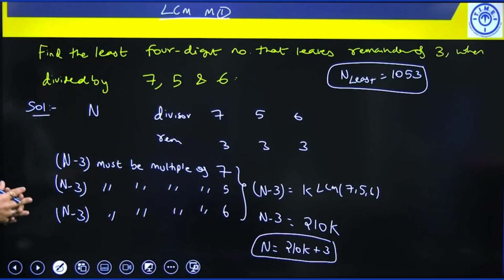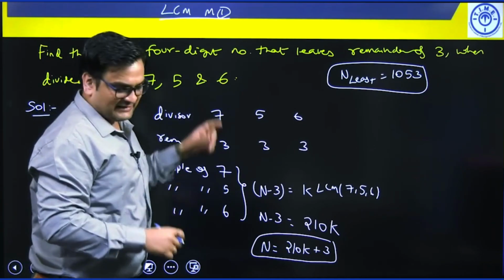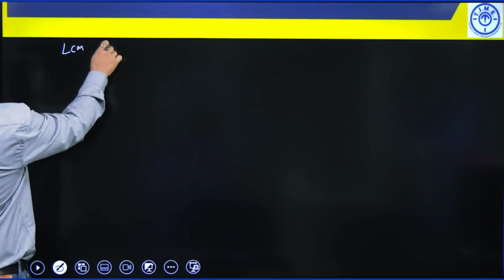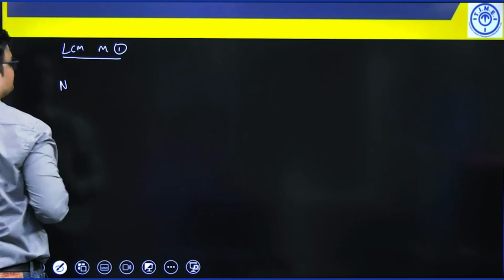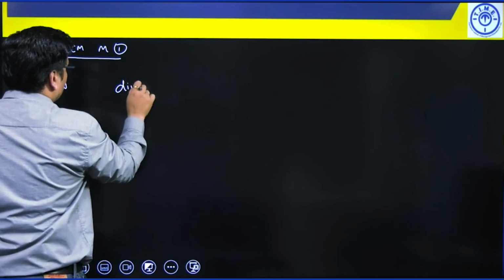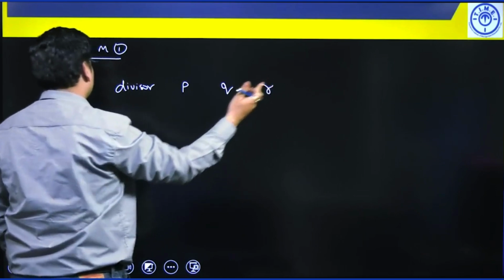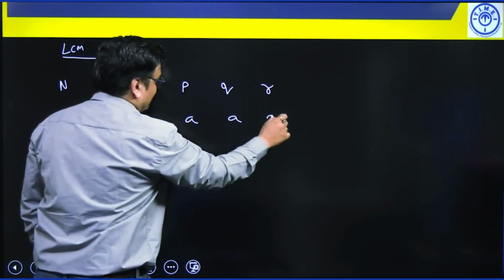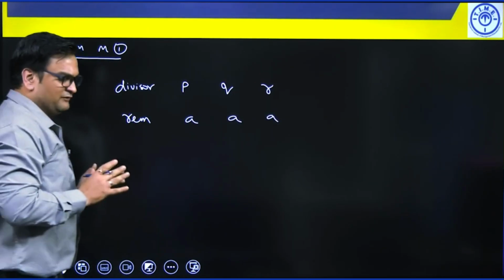So, this is how we can figure out the answer without using any formula as such. However, the same problem can be answered by using a formula. Let me just share that formula. This is called LCM model 1. The property is, if you have a number n which when divided by p, q and r, there could be more than 3 divisors also, leaves remainders of a and a, common remainder, same remainder. See, this is the identification for model 1.